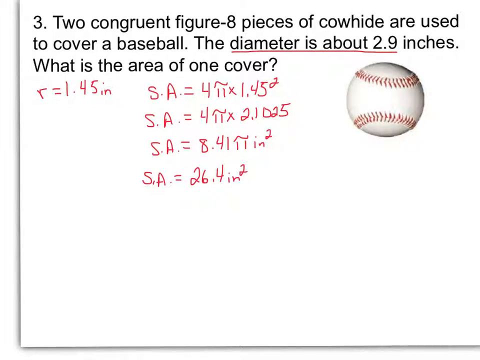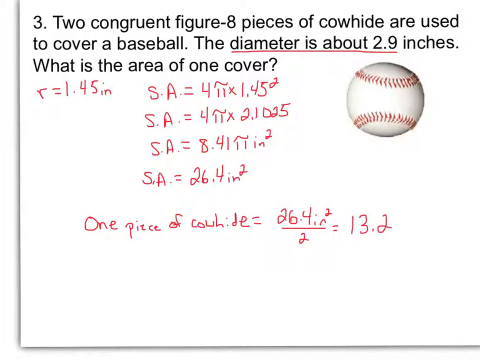If we wanted to know how much one piece of cowhide would cover, then we would take our total surface area, so the 26.4 inches squared, and just cut that in half, since they're 2 congruent pieces. And we would get that each piece covers about 13.2 inches squared.